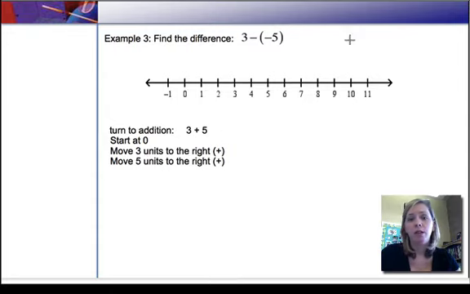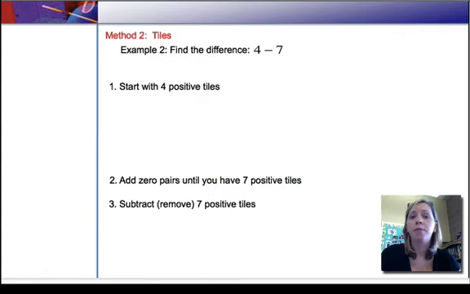So again, we'll start at 0, move 3 units to the right, 1, 2, 3, that puts us here at 3. And then I'm going to move 5 units to the right, 1, 2, 3, 4, 5, and of course that puts me at 8. So with a number line, working with subtraction can be kind of confusing. I mean, this is really just an addition problem, 3 plus 5. So let's look at how to use number tiles to represent subtraction in a similar way.